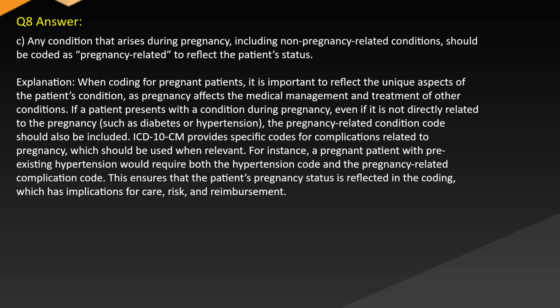ICD-10-CM provides specific codes for complications related to pregnancy, which should be used when relevant. For instance, a pregnant patient with pre-existing hypertension would require both the hypertension code and the pregnancy-related complication code. This ensures that the patient's pregnancy status is reflected in the coding, which has implications for care, risk, and reimbursement.